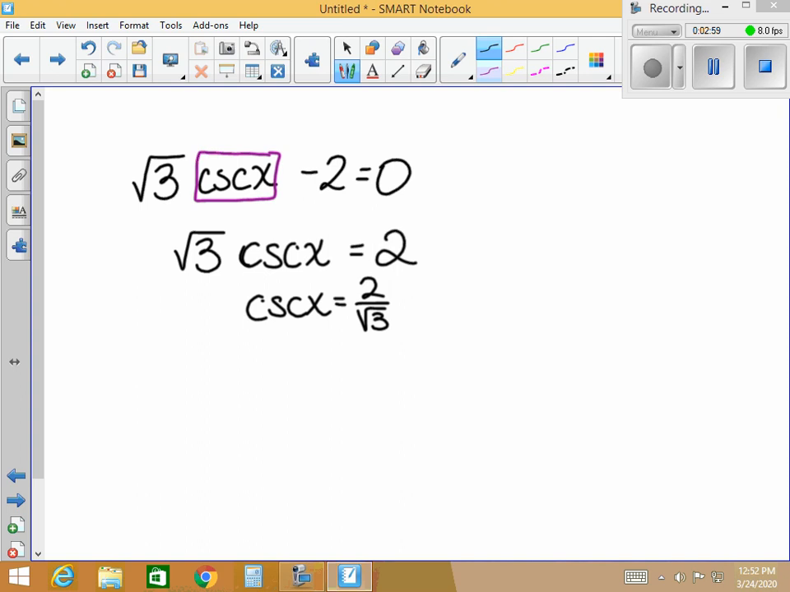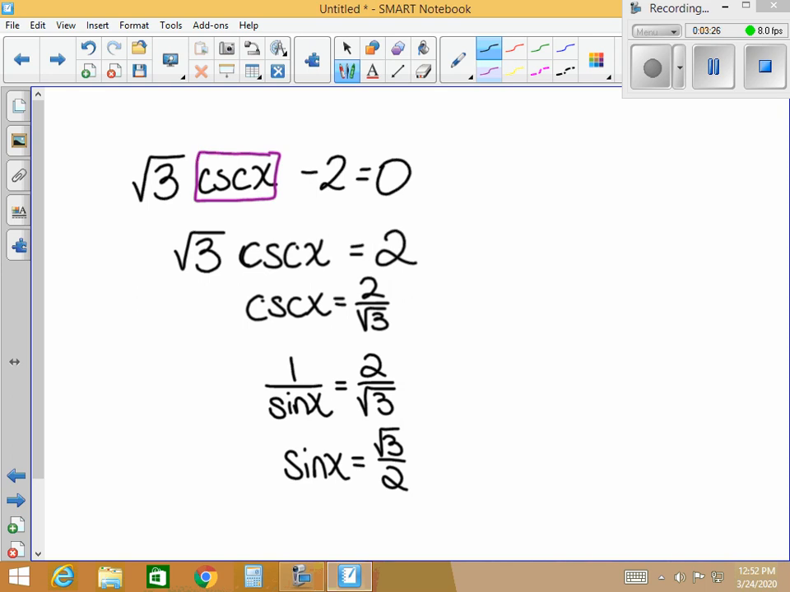Okay. Since the cosecant is the reciprocal of the sine, a lot of us would much prefer to look at things in terms of sines and cosines and tangents versus the cosecants, secants, and cotangents. So if 1 over sine x is 2 over square root of 3, that means sine x is square root of 3 over 2. Okay, show the algebra steps if you need to.